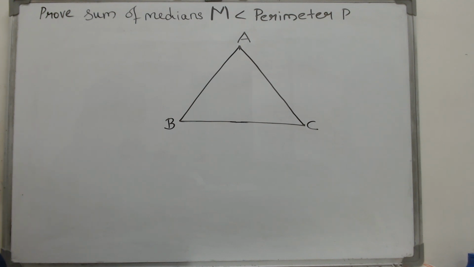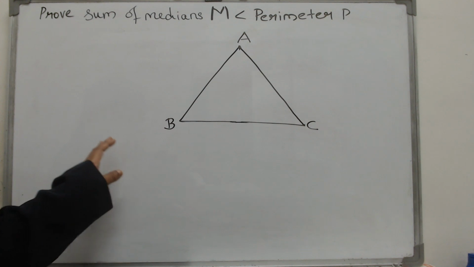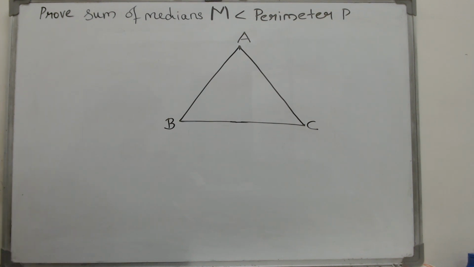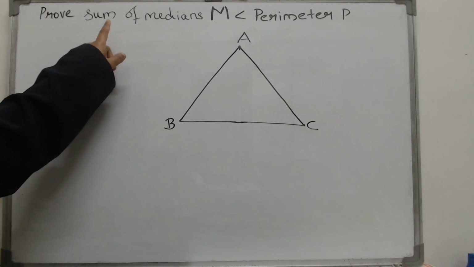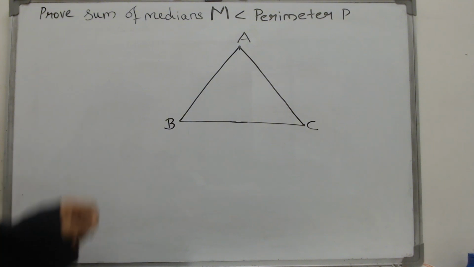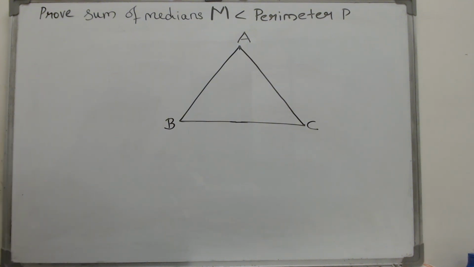Today we are going to prove a general result. What does it mean? This result is true for any triangle under the sun, any triangle that you can think of, obtuse or acute. This result will be true for all the triangles. What does this result say? The sum of the medians is going to be less than the perimeter.